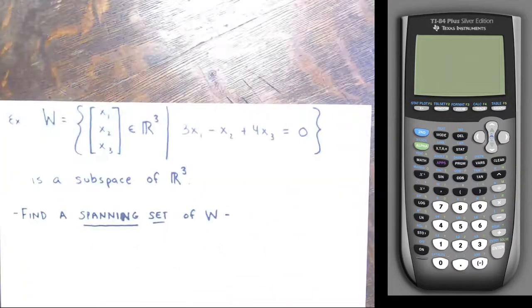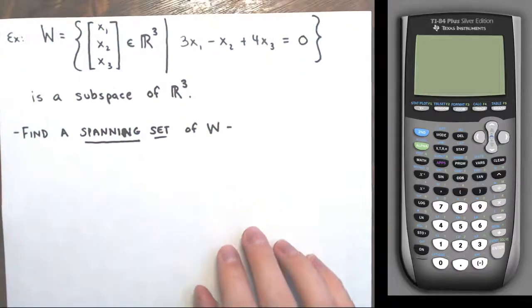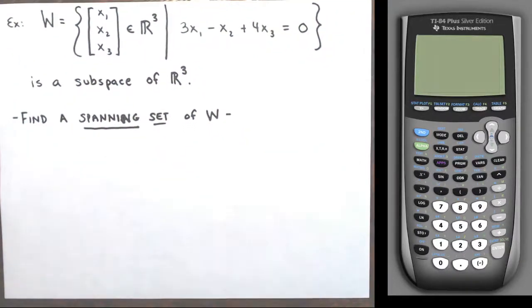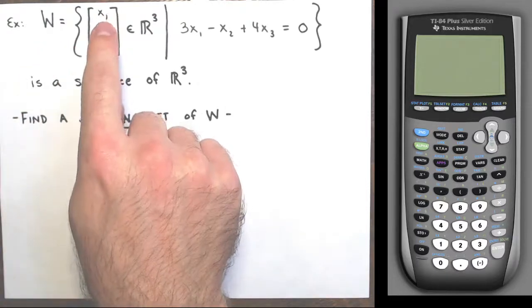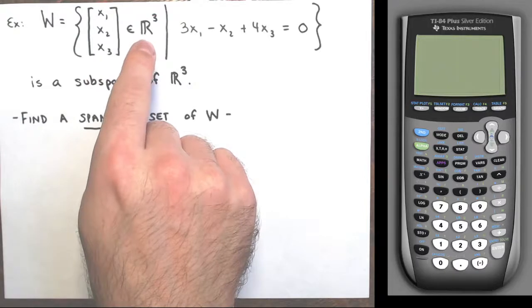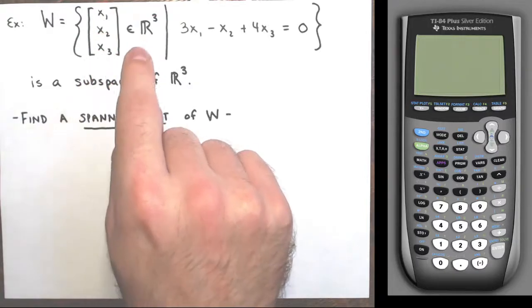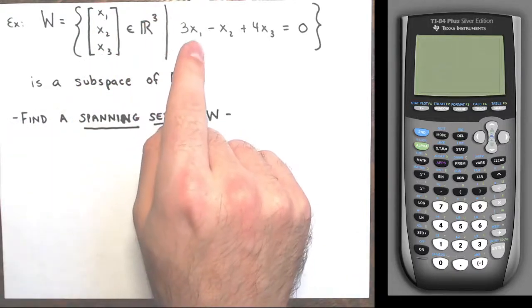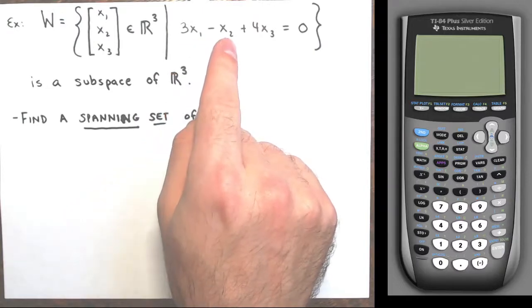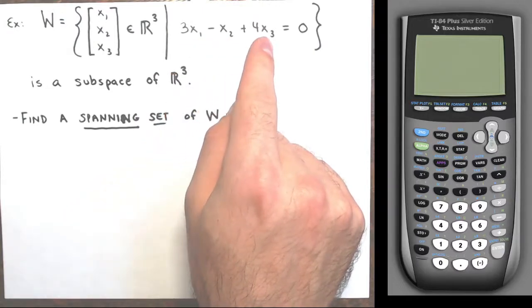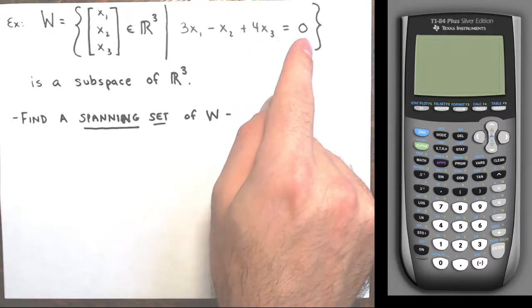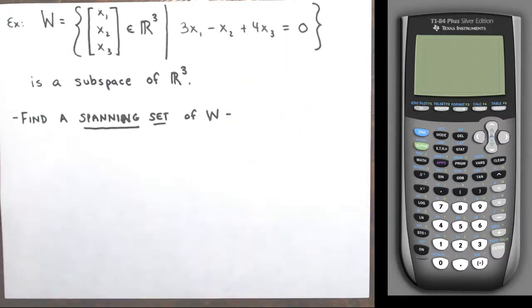All right, then my final example has another one of those equations coming up. So W equals the set of all the vectors from R3, you have x1, x2, and x3, but there's a condition. 3 times the first component minus the second component plus 4 times the third component must be equal to 0. All right.